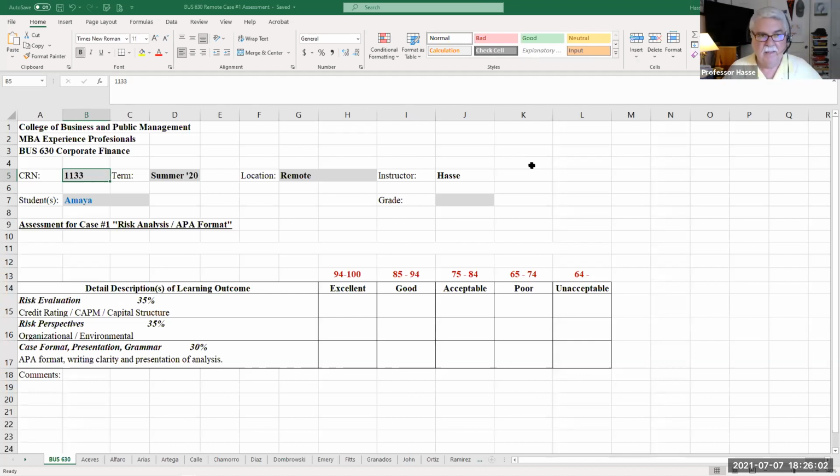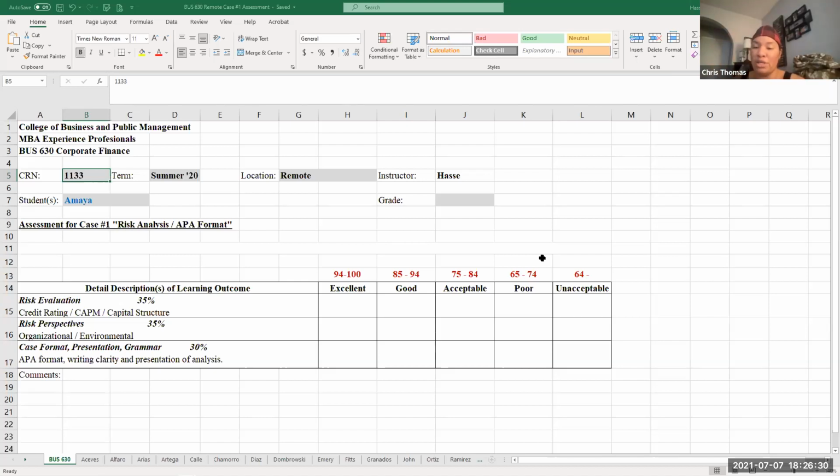Okay. Professor, I have one question about this. I see what the grade score is, but when I calculated my total grade and did the division, the percentage that your scoreboard says is different than what my percentage came up to be. Is there a weighted average that you're using? Well, as you can see there, 35% for risk valuation, 35% for risk perspectives, 30% for case format. That's how they're weighted.